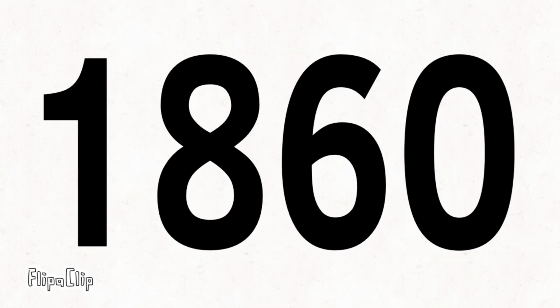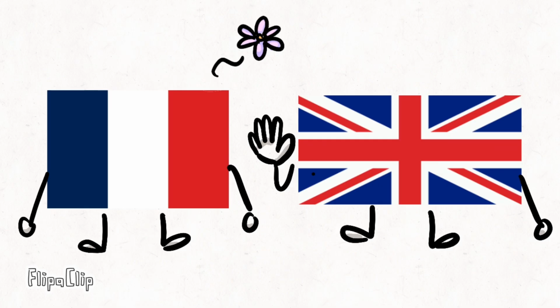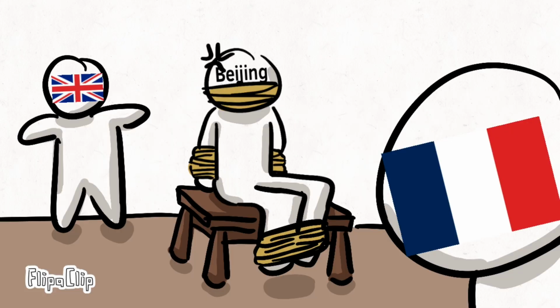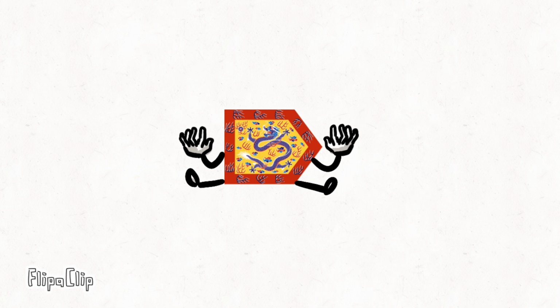In 1860, when China refused to ratify the Tianjin Treaties, who would have thought, Britain and France resumed hostilities, captured Beijing, and forced China to sign the Convention of Beijing, which confirmed all earlier demands.